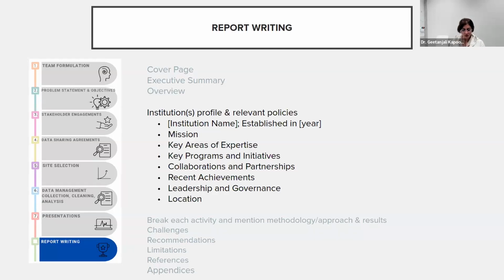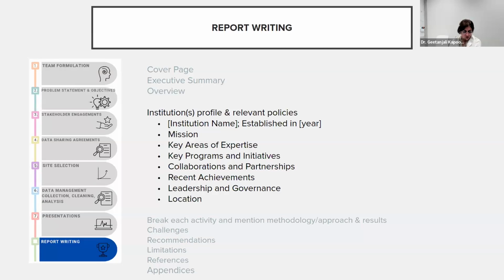Also, the next part would be key programs and initiatives as relevant to AMR. So talk about any flagship AMR surveillance program that has already happened in the past. It is possible that in collaboration with some other stakeholder, maybe there has been some flagship program. So that can also be touched upon in your overview.